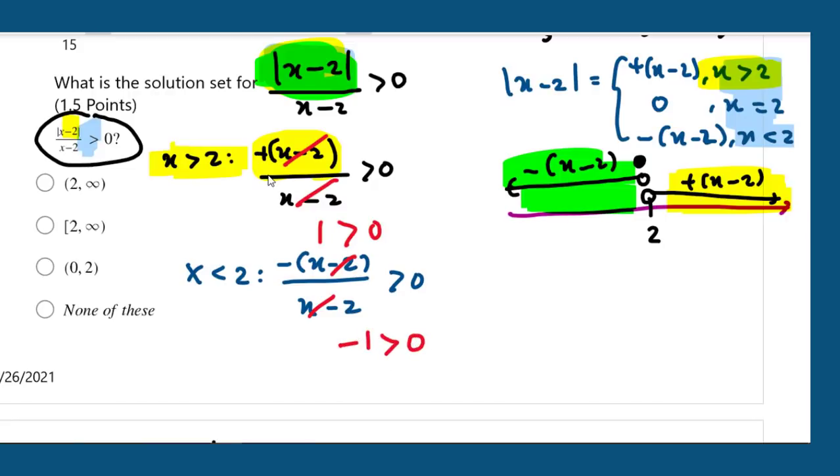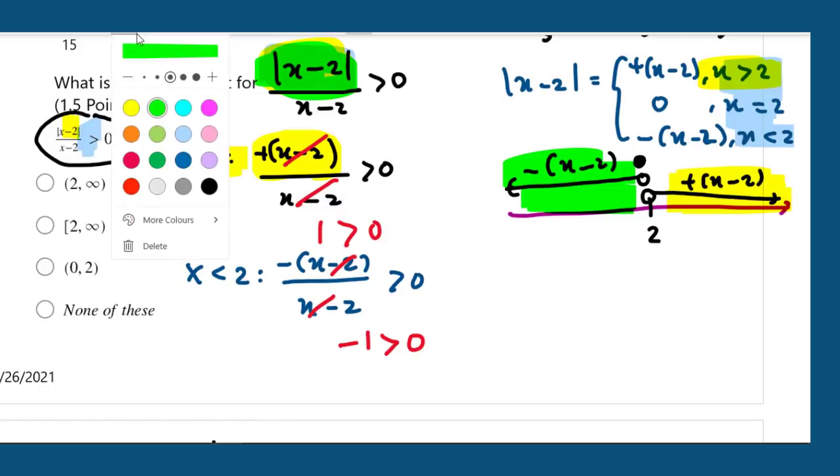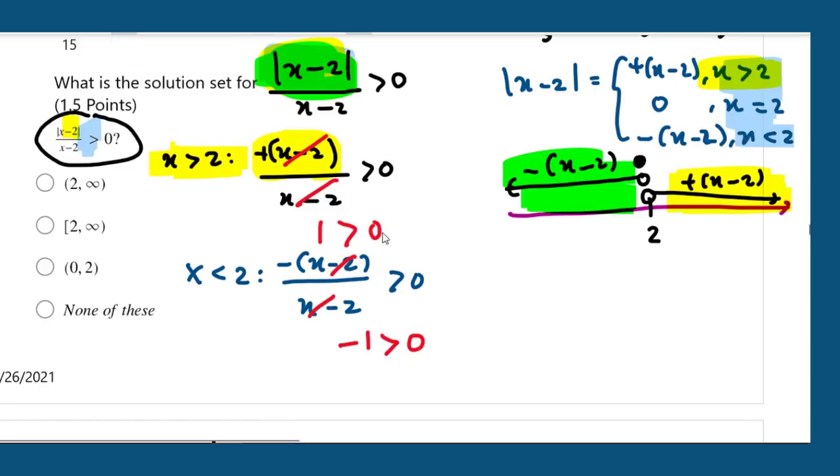If you compare between these two statements, this one is confirmed to be a wrong statement. So we accept only this one. 1 is always more than 0, so it happens when x is more than 2. The answer is 2 to infinity.